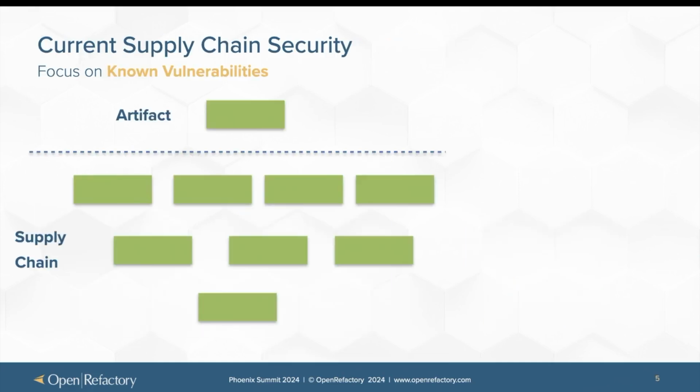What Log4Shell did was that it made the industry aware of the supply chain dependencies that have to be made secure now. So we have these artifacts that are above this line that we are building, but underneath there are many other open source software on which we are depending.